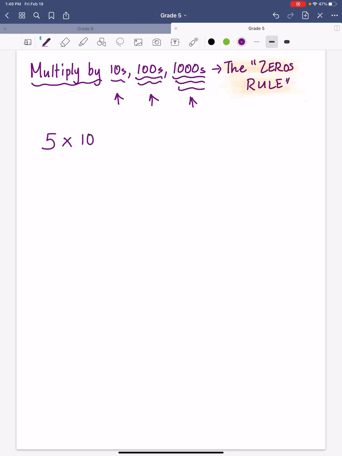Okay, we know how to multiply by tens, right? And it's pretty easy, even if you're skip counting: 5, 10, 20, 30, 40, 50, right? So it'd be like 5 tens. Okay, so I've got these 5, 10, 20, 30, 40, 50. So we could easily say that's 50.